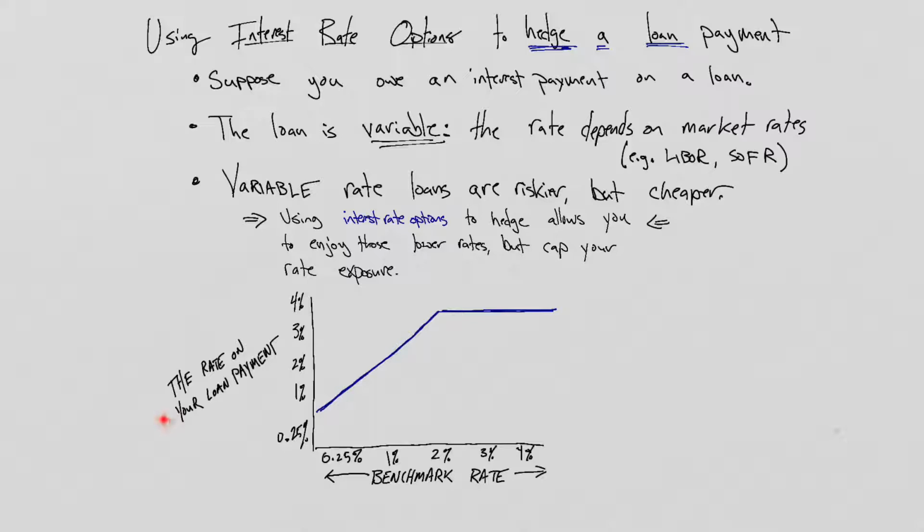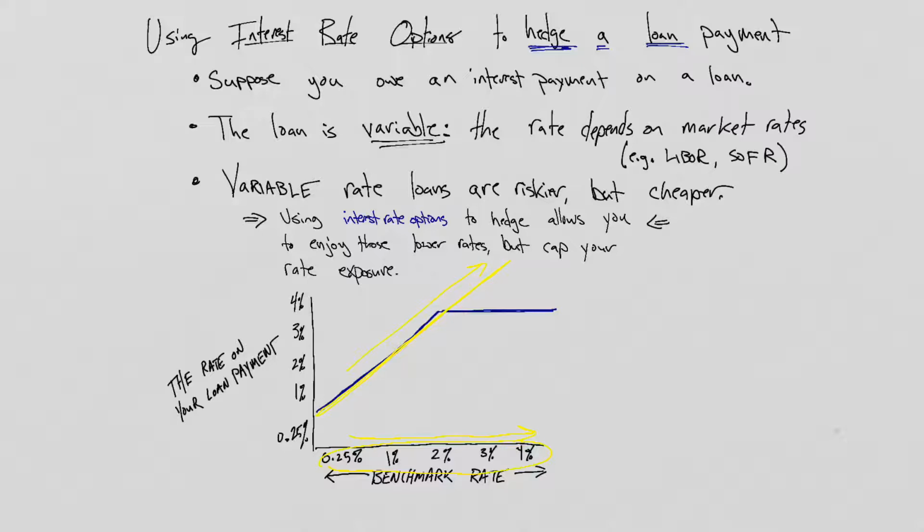So it turns out that if we had a variable rate loan and we had zero derivatives, we were just having simply a variable rate loan, that's what this yellow line would look like. That is, the cost of our loan would depend just straight up on the benchmark rate. As the benchmark, whether it's LIBOR or SOFR, goes up, so does the cost of our loan.